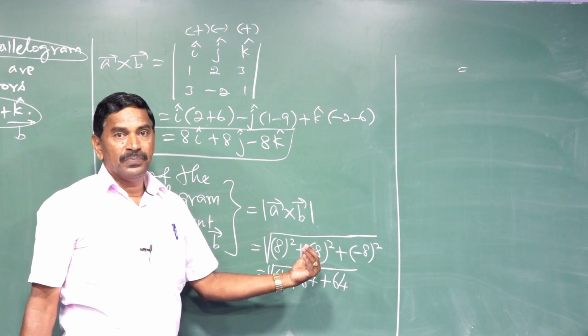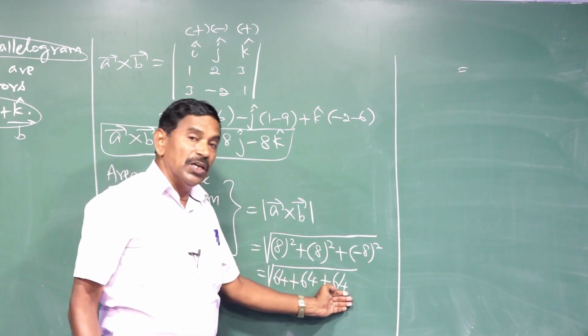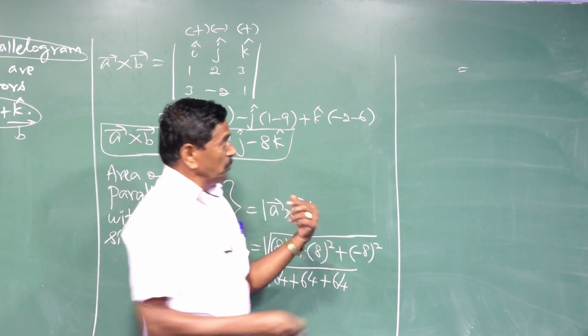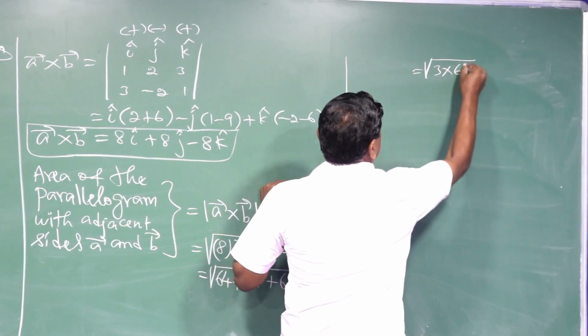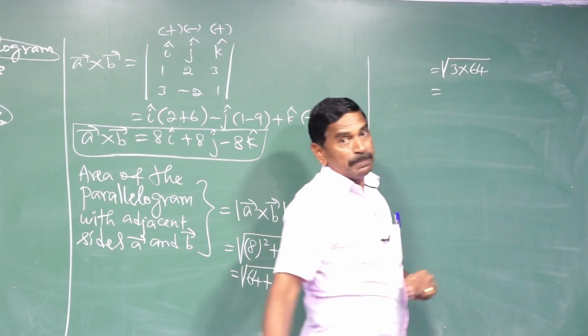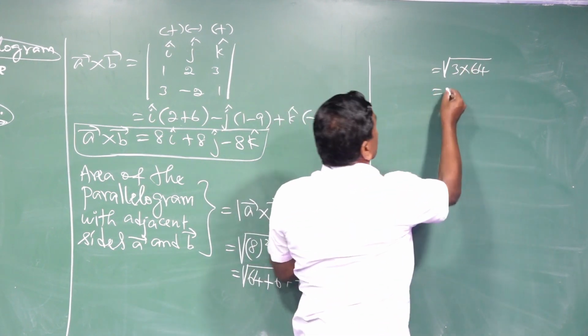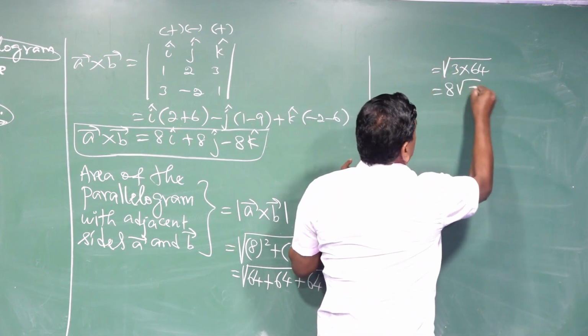Simplify yourself. Very good. It is of the form x plus x plus x equal to 3x, which means 3 times 64. So this is equal to the square root of 3 times 64, which is the square root of 64 equal to 8, and 3 stays in the root itself, so 8 root 3.